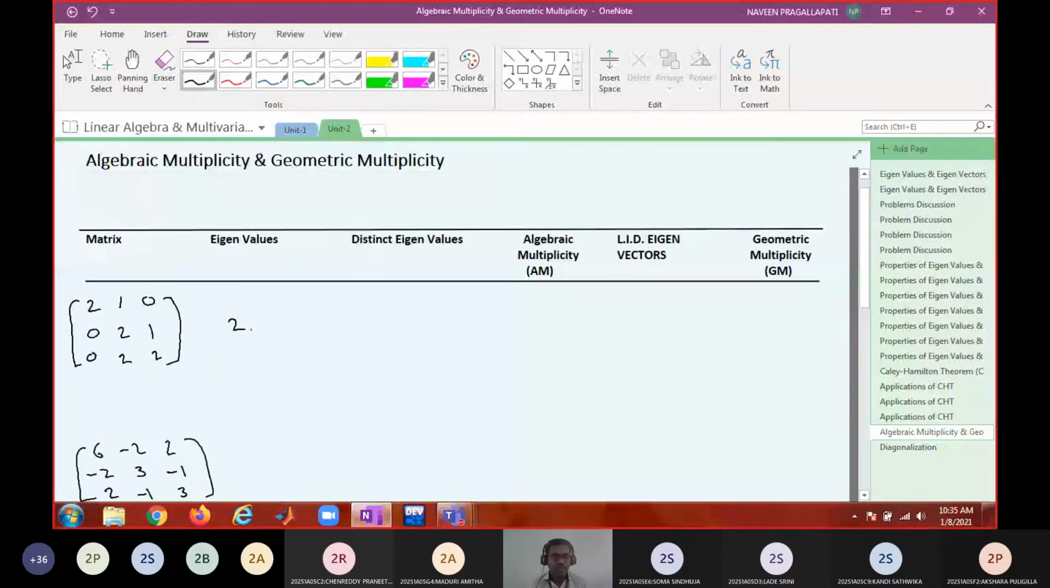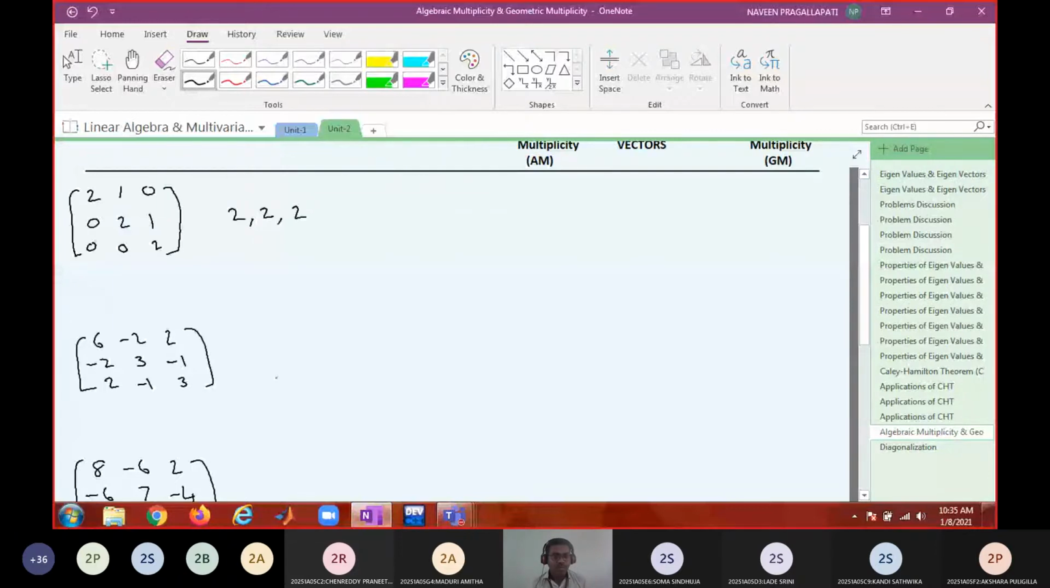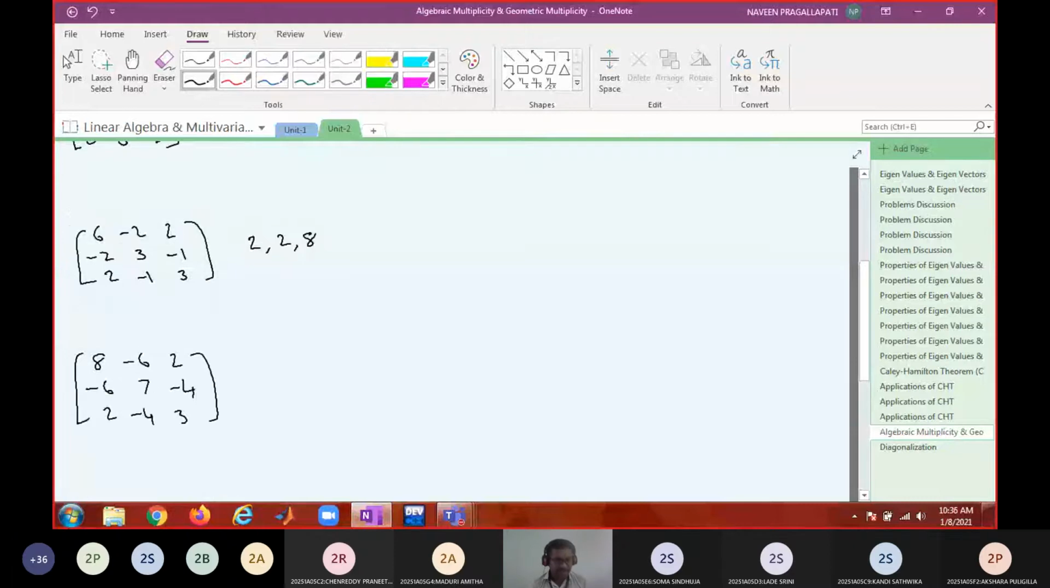2, 2, 2. I think I made a wrong entry here. This is 0 0 2, no? Am I right? So these are the eigenvalues. For the second matrix, the eigenvalues are 2, 2, 8. For the last matrix, the eigenvalues are 0, 3, 15.